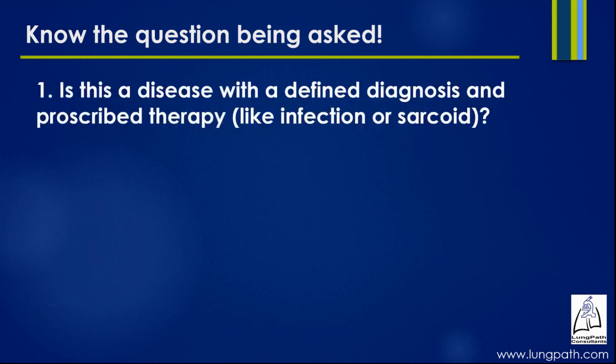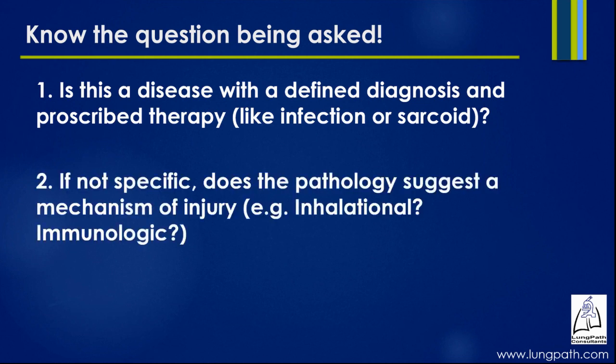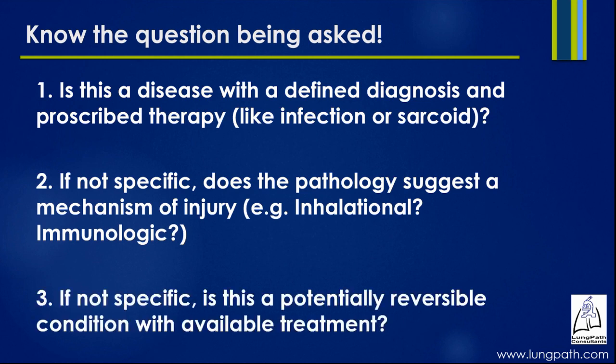So, question number one, is this a disease with a defined diagnosis and a proscribed therapy, like infection or sarcoidosis? If not specific, does the pathology suggest a mechanism of injury? That is, do we think this looks more like an inhalational disease, that is from the outside in, or does it look like an intrinsic disease, like an immunologic disease or a drug reaction? And finally, if the pathology is not specific, is there anything here that would give us insight as to the future of this patient's response to any available treatment?